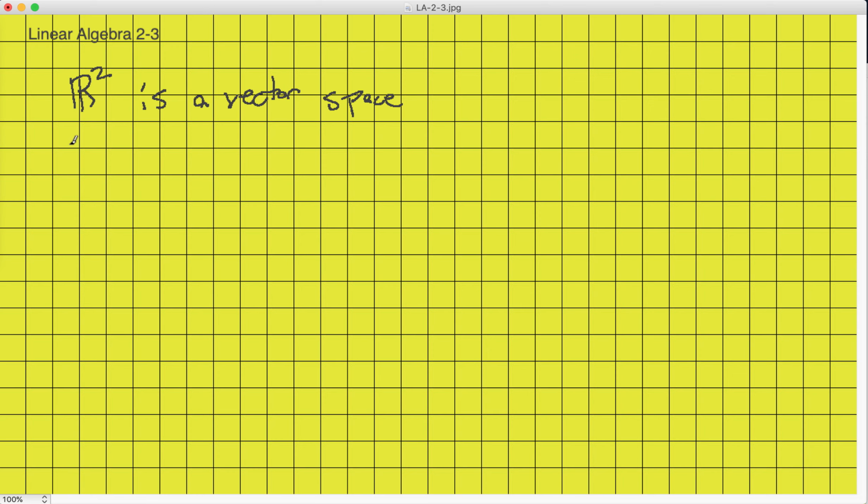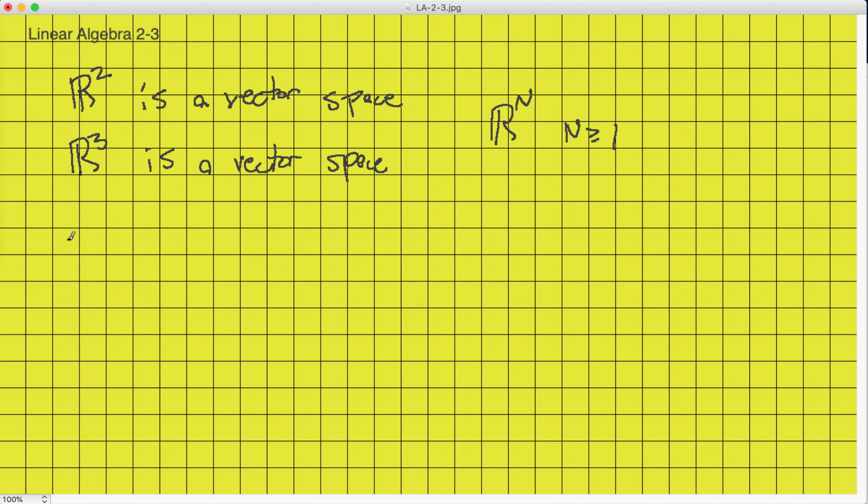And it shouldn't surprise you that R3 is a vector space. And in fact, it shouldn't surprise you that Rn, for n greater than or equal to 1, any of those are vector spaces. Okay, maybe it's time to consider a couple of other things.